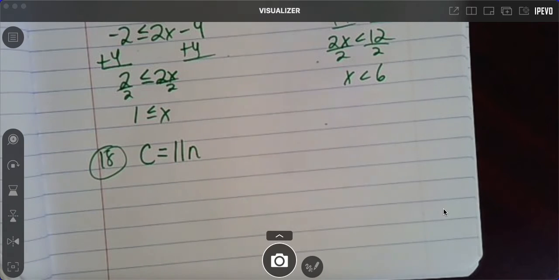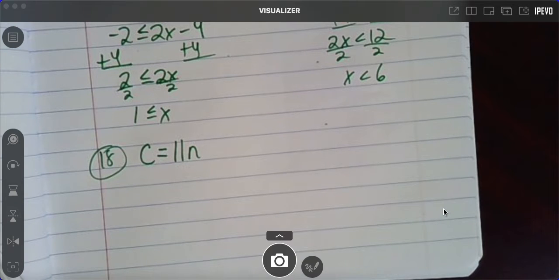Anytime it has the word each or per, there was another one, I can't think of it, you're multiplying. Okay? Then, is it discrete or continuous? Discrete. Can you buy half a DVD? No, you can't. So it's discrete.